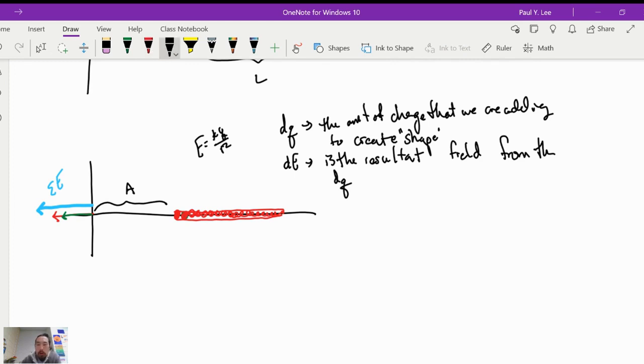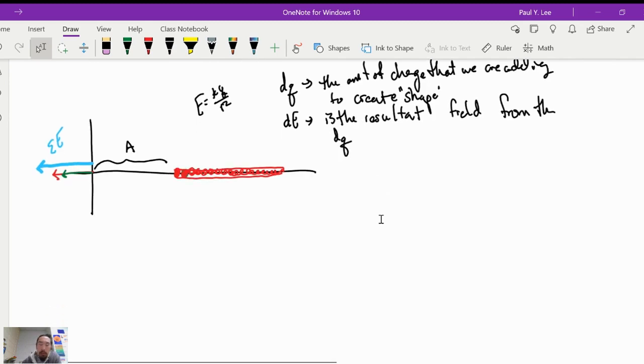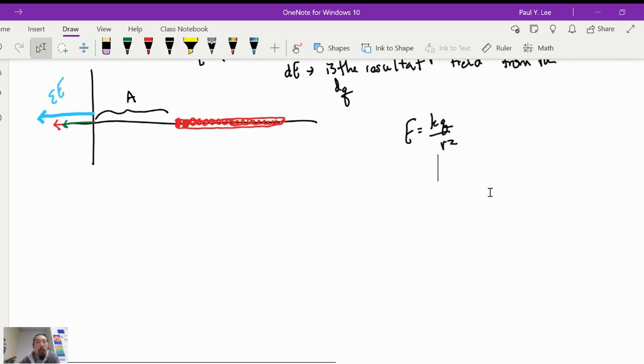Now, to start off, we start off with the same formula. E is equal to kQ over r squared, right? That's our base formula. But what I want you to always do is start off with the calculus version of this, okay? We are adding up tiny bits of charges, tiny bits of field, because we have tiny bits of charges as our distance is changing, right?